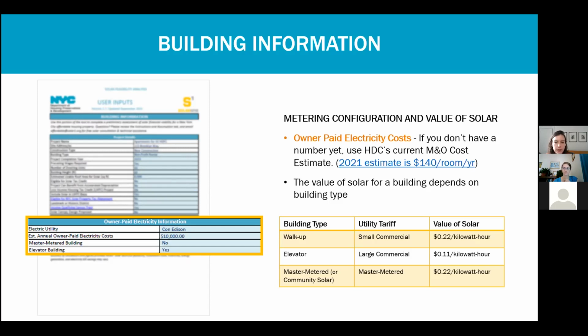And this chart at the bottom shows you how the type of building determines the utility tariff, and then the typical value of solar associated with those utility tariffs. You don't have to commit this to memory or anything, but it's just to indicate how these inputs are going to impact how your solar project economics work out.